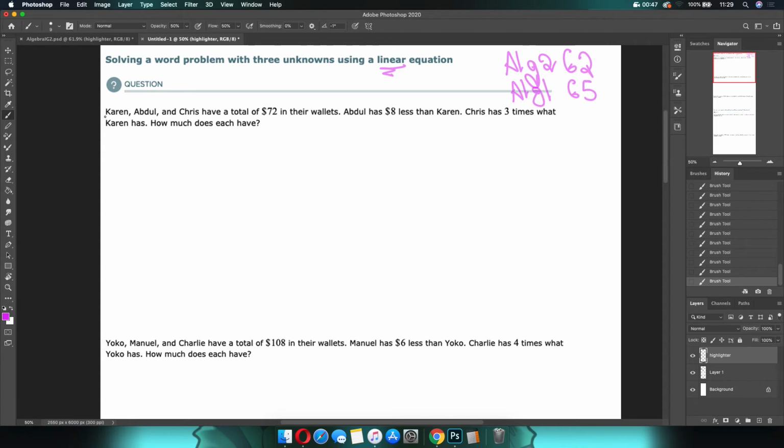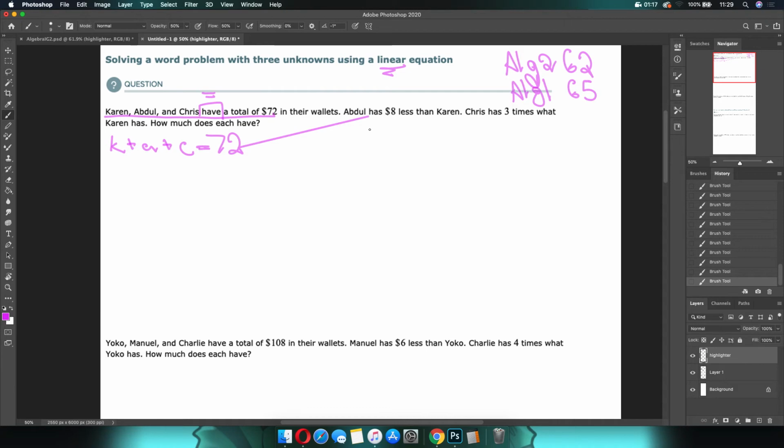So first things first, we see Karen, Abdul, and Chris have a total of $72 in their wallet. As I had said when I was making the request, whenever you see a verb, like in this case we have, that's your equal sign. And for the sake of everybody's sanity, we want variable names to make sense. So Karen plus Abdul plus Chris has $72 in their wallet. And what happens is you're going to have one sentence equaling one equation.